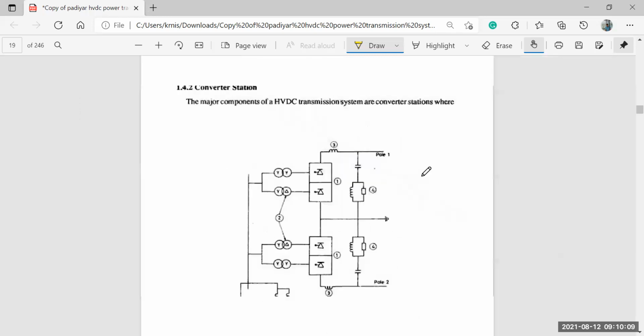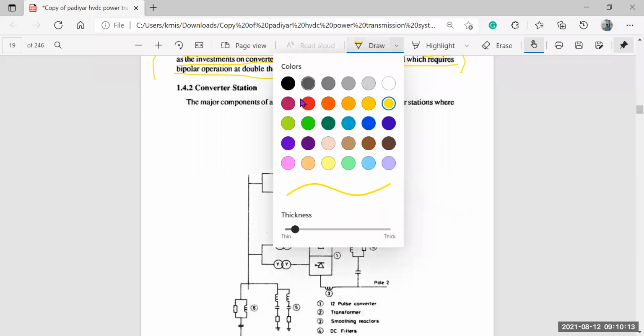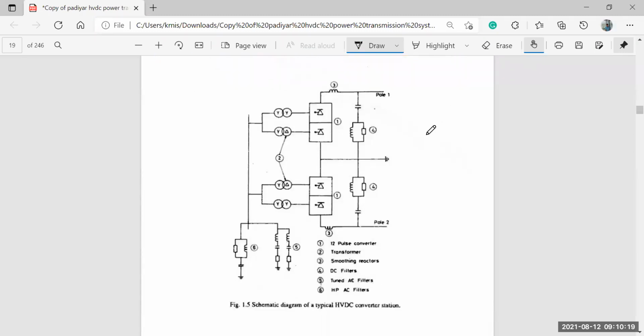Now you can see over here the converter stations. This is a schematic diagram of a typical HVDC converter station. There is one converter station, and all parts are numbered.